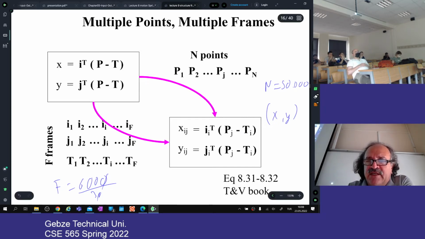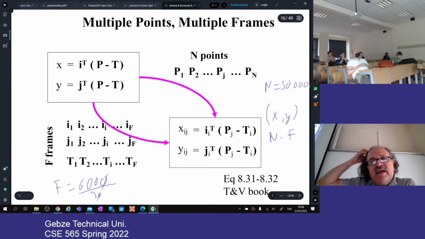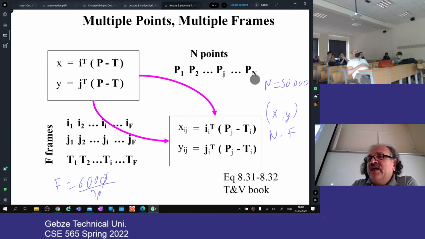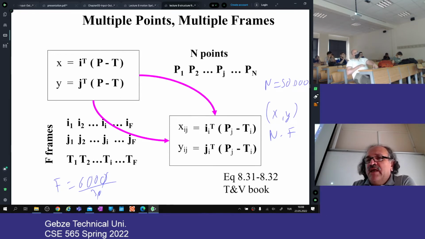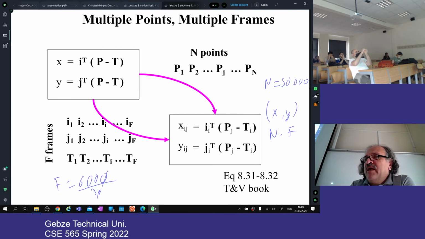One of the x's is here, one of the y's is there. How many xy pairs? 50,000 multiply 6,000. Yeah, n times f. So I have n times f number of xy pairs. Okay? Because for each image, I have n points, and for each image I have the projections of those points, and I have f images, right? So I have n, 50,000 points, and I am getting those 50,000 points for each image.